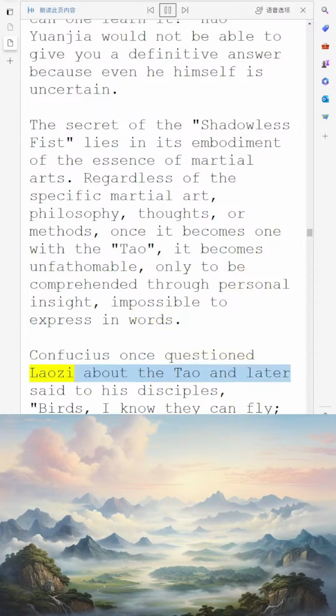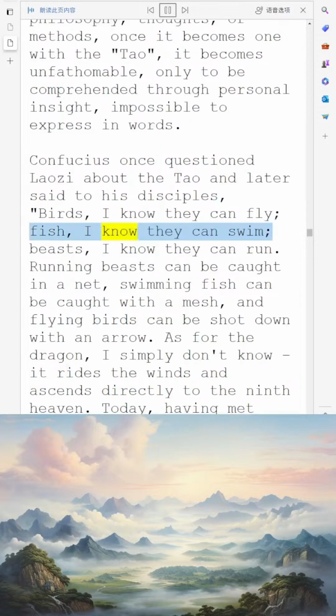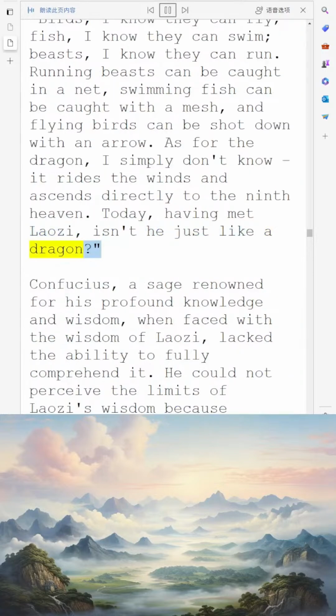Confucius once questioned Laozi about the Tao and later said to his disciples, "Birds, I know they can fly. Fish, I know they can swim. Beasts, I know they can run. Running beasts can be caught in a net, swimming fish can be caught with a mesh, and flying birds can be shot down with an arrow. As for the dragon, I simply don't know. It rides the winds and ascends directly to the ninth heaven." Today, having met Laozi, isn't he just like a dragon?